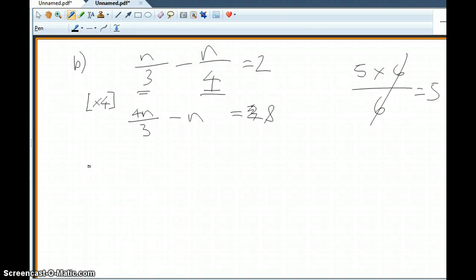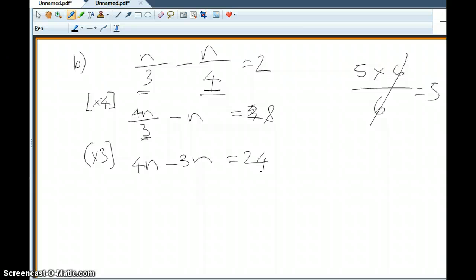Regan, what do we do next? That's right, multiply everything by 3 because we want to cancel out this 3. When you multiply that fraction by 3, you get 4n minus 3n. 8 times 3. Right, everything got multiplied by 3. Legitimate working because all the terms, everything was multiplied by the same number, so it's still got a balanced equation.